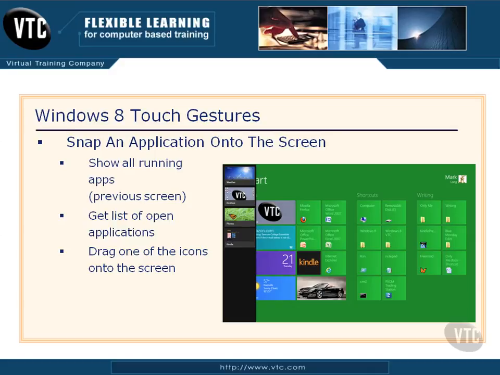So this is actually a pretty big deal. Now, how do we do this? Well, the first step is to show all the running apps on the device. Now remember, in the previous slide I demonstrated that to make these pop out this way, remember I swiped out and back from the right edge, and this gave me my list of open applications.